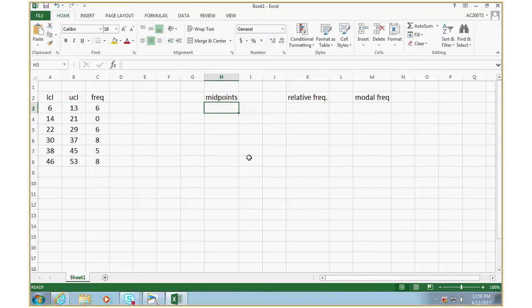Now there's several things you can do when you're doing one of these problems. One is you can find the midpoints. Midpoints are equal to, parentheses, the lower class limit plus the upper class limit, divided by 2. Now you're going to see this formula again when we're doing averages, so go ahead and write that down. Lower class limit, A plus B divided by 2.